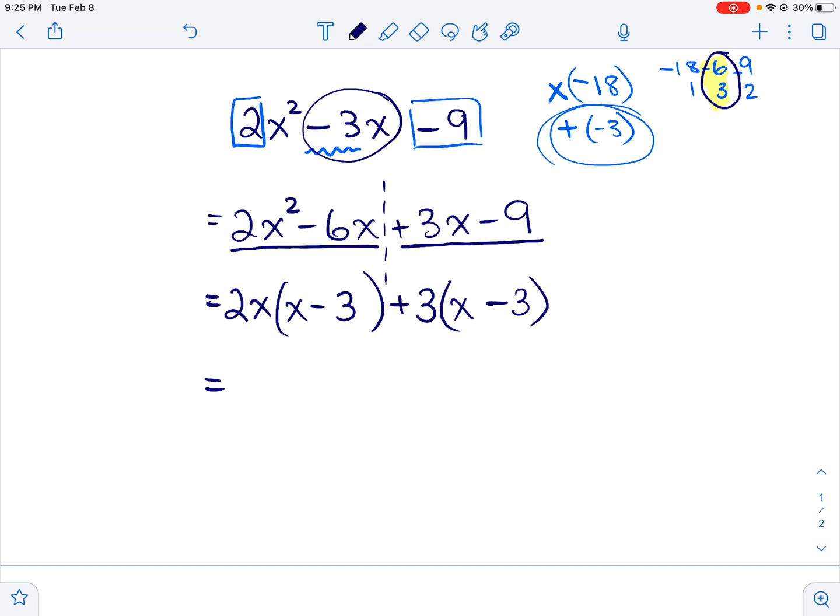Okay, check it out. My brackets are identical. So I'm going to common factor out my x minus 3's, and all I have left is this 2x plus 3. So from this term, once I factored out an x minus 3, I just have a 2x. And from this term, once I factor out an x minus 3, I just have a plus 3.